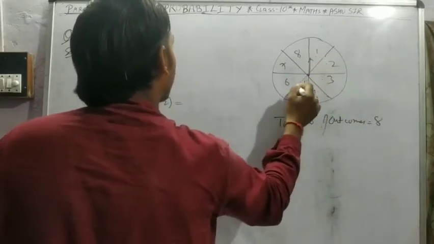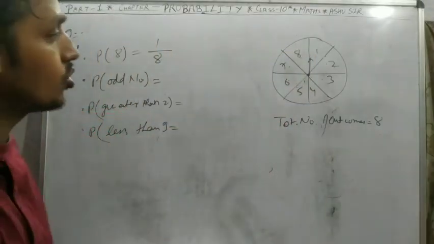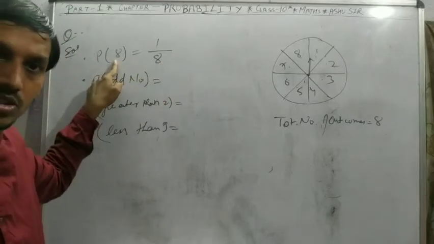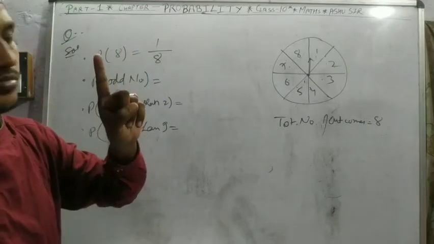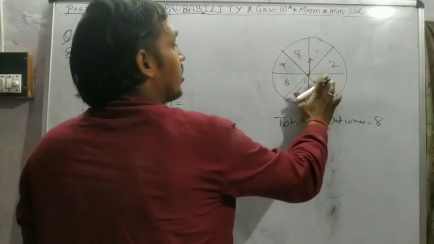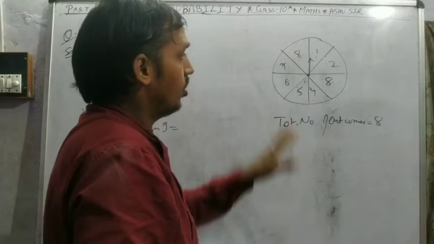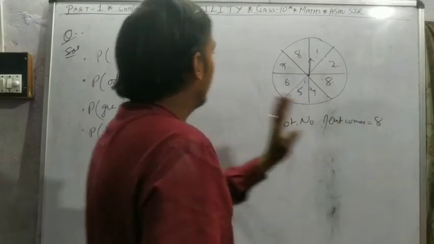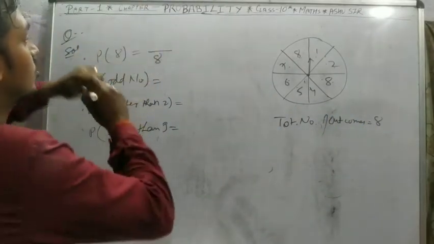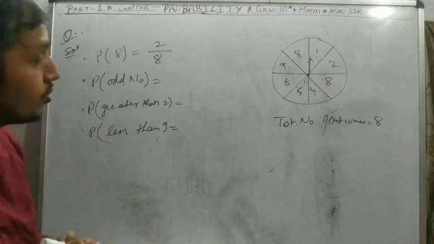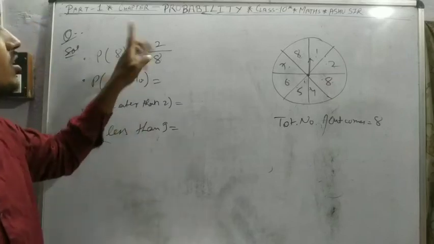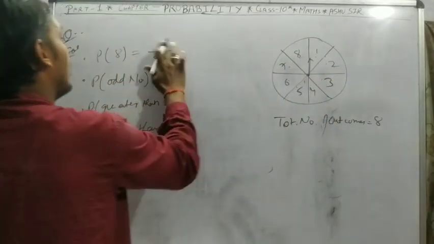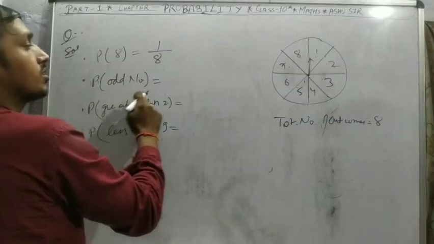1, 2, 3, 4, 5, 6, 7, 8. Not this 8. Total counting is 8, so we write 8. And how many times does 8 come? That is 1 time. Suppose here also there is 8. The total counting is also 8, but 8 comes 2 times. Don't be confused, many students write 8. No. How many 8s are here? So that is 3. So 1 by 8.